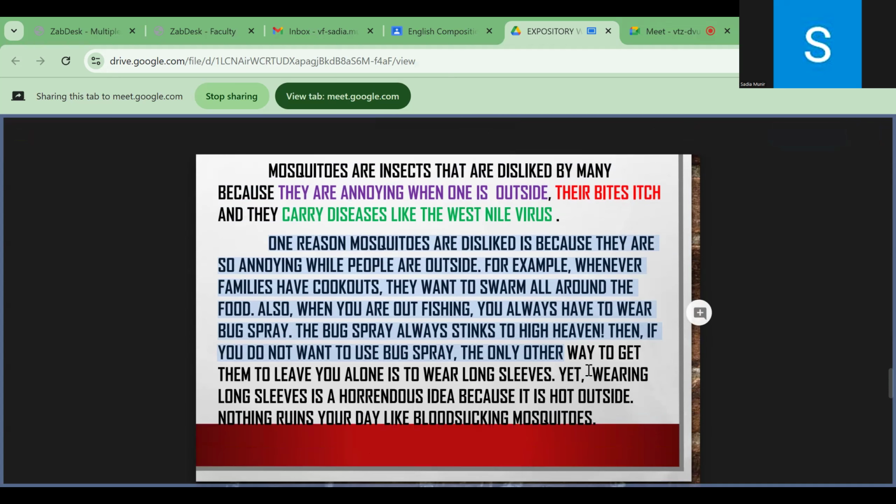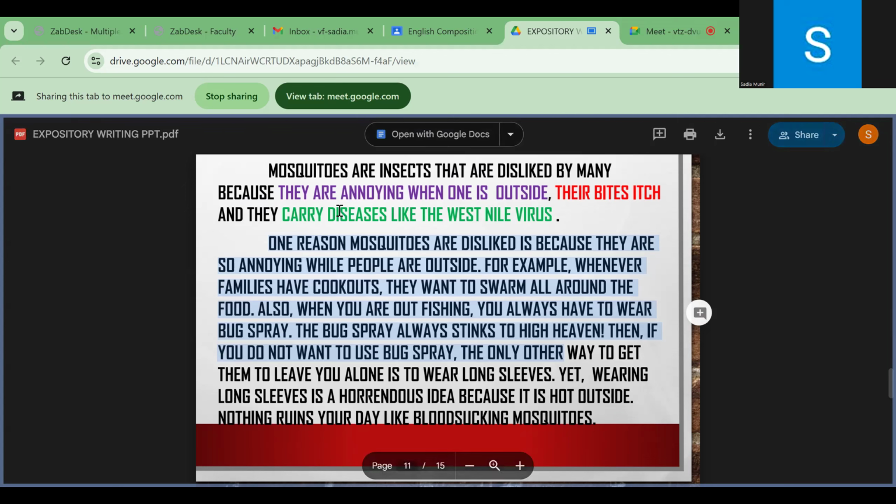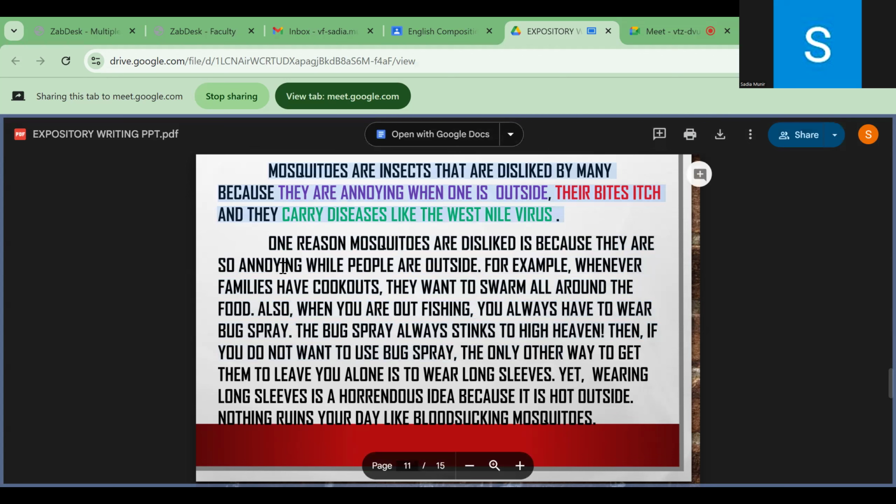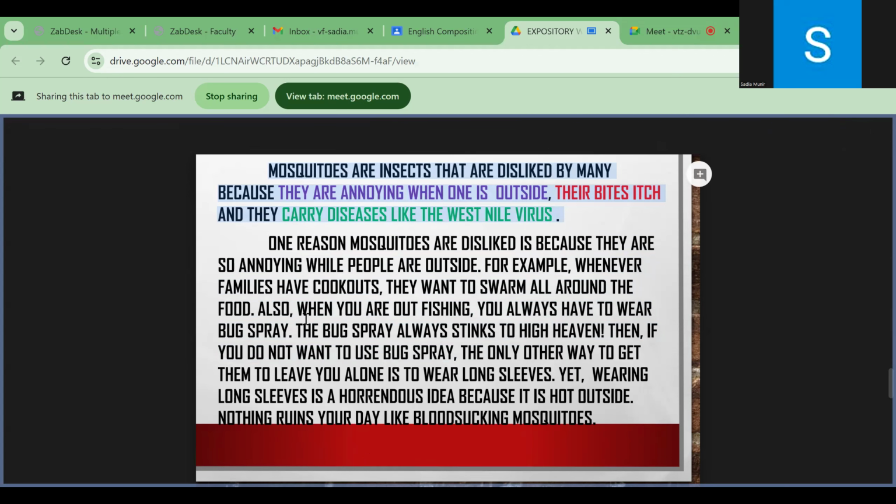Mosquitoes are insects that are disliked by many because they are annoying when one is outside. Their bites itch and they carry diseases like West Nile virus. Now this is our introduction. This is the introduction to our paragraph. That is why it's written separately. Then we explain each of the reasons one by one.